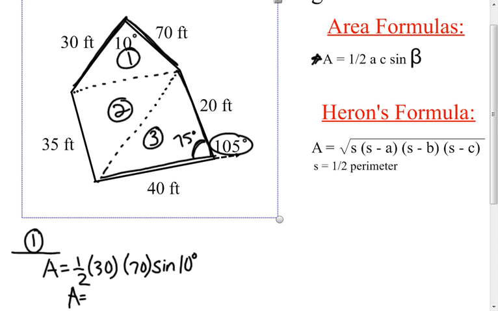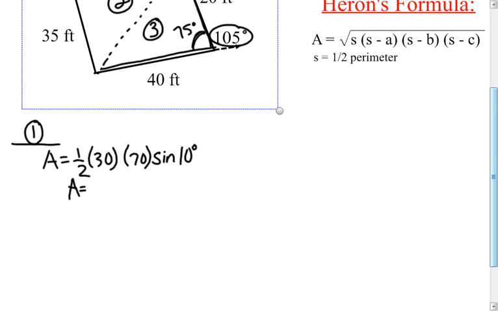Region 1's area comes out to be 182.33 feet squared.